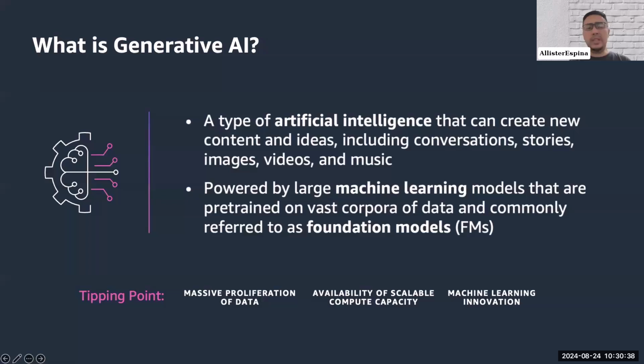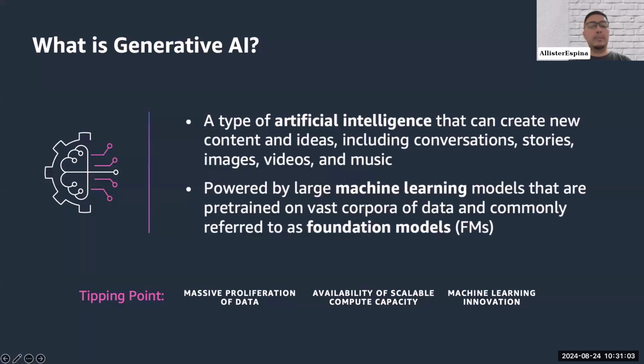So AI has been around for decades. Even in the 1960s, the term AI was already coined. But how come it's just very popular or hype nowadays? Because of this tipping point: massive proliferation of data, availability of compute capacity, and the machine learning innovations.